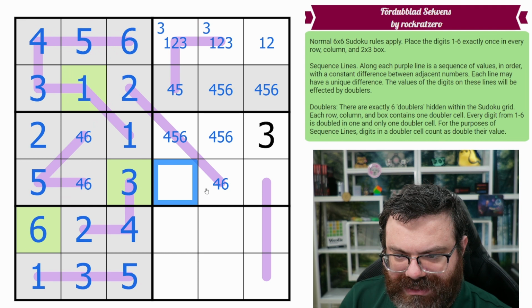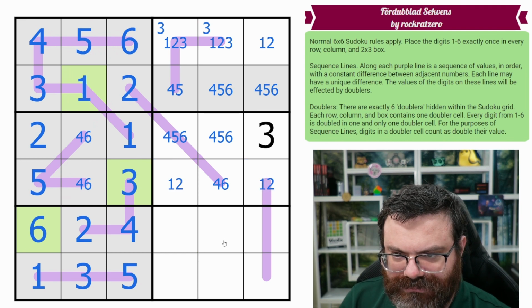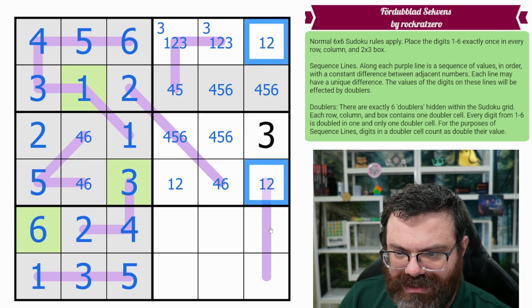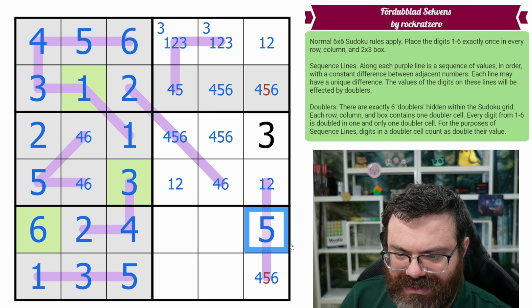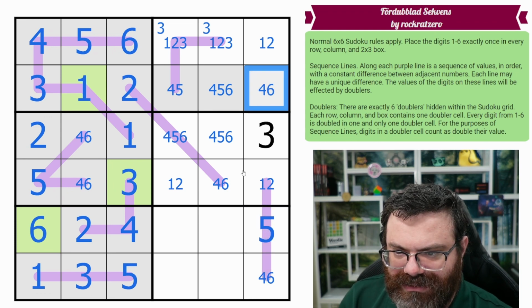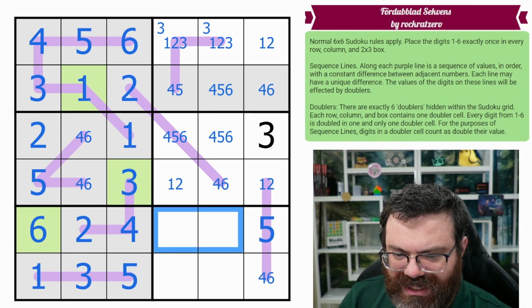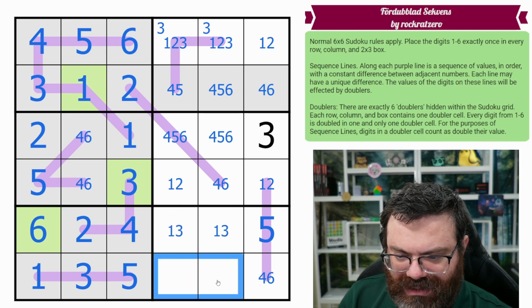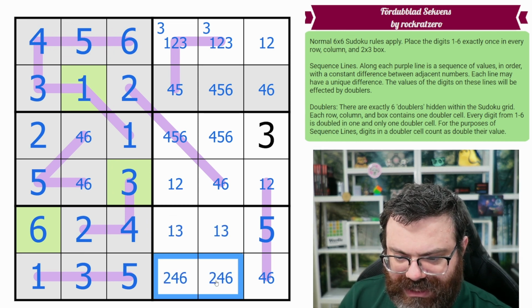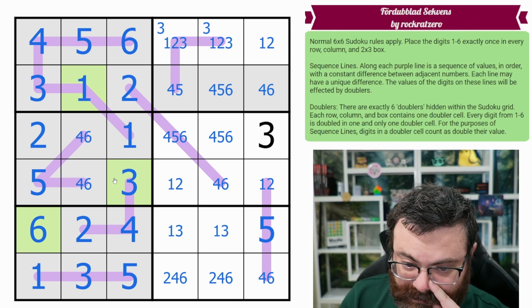This is from 4, 5, 6. These are from a 1, 2 pair. That's a 1, 2 pair here. So these are from 4, 5, 6. Ah, so this is only 5. That's helpful. This is a 1, 3 pair. This is 2, 4, 6. Okay, we have everything penciled.